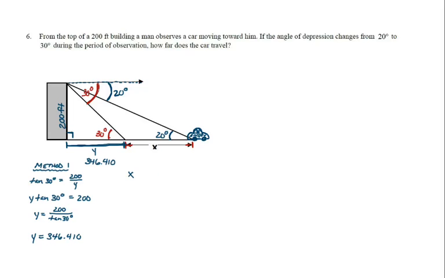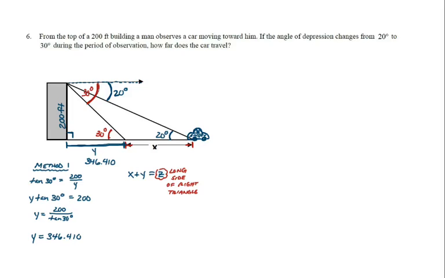So the second thing I'm going to do is create a variable for the entire distance from the tower to the car originally. So x plus y, x being the distance we're trying to find, and y being the distance from the car's second position to the tower. And I'm just going to call that entire length z. The only advantage to calling it z is just because it makes it easy to operate within an equation and find a value for it.